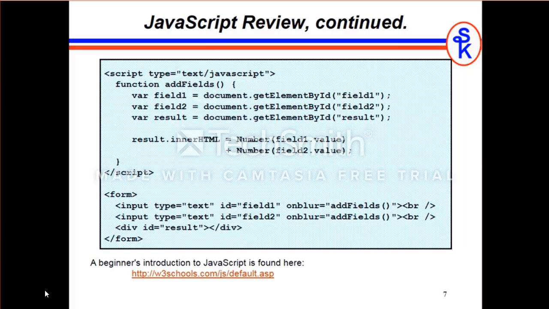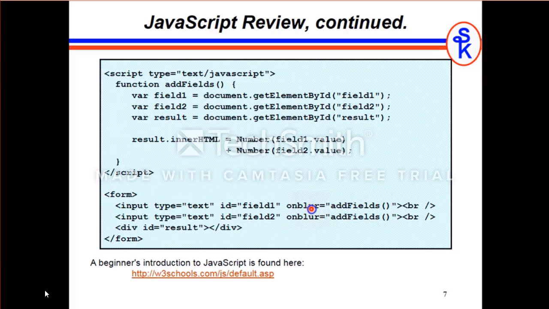And what I've got is a div with an ID of result, and it's empty right now. You see there's nothing between the start of the div tag and the end of the div tag. What I plan to do is change this div tag to show the total of the two numbers by adding them together. All right, so a simple example of logic. You'll see that over here it says onblur add fields.